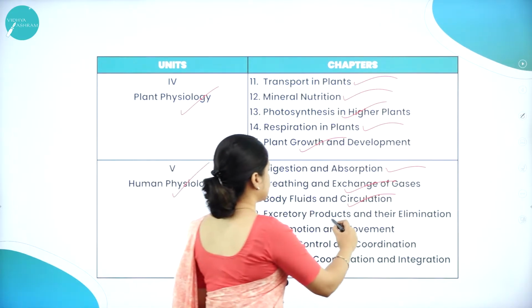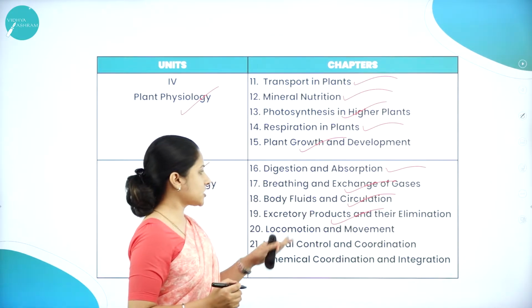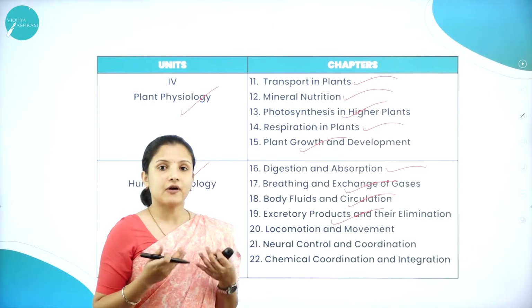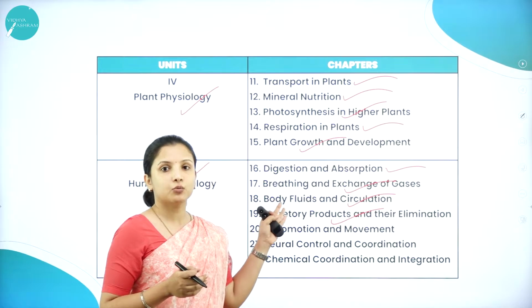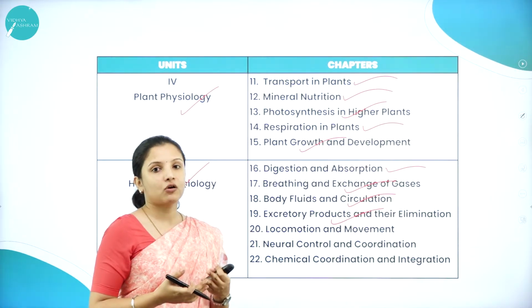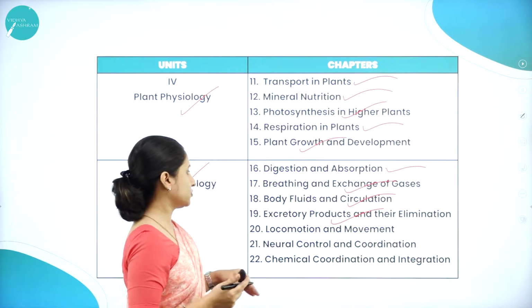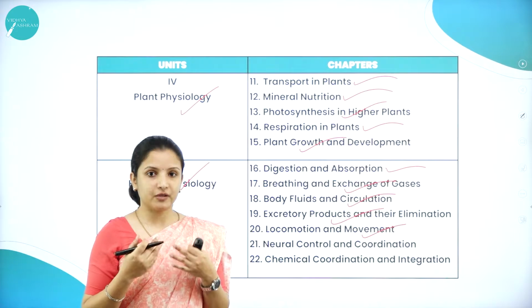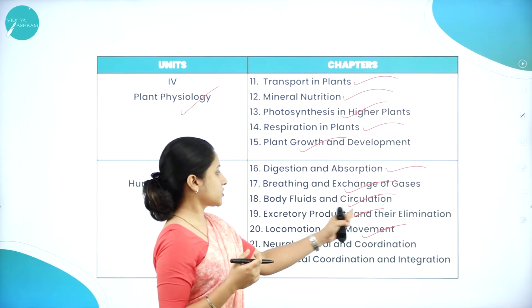And next you have the excretory products and their elimination. That is in chapter 19, wherein you'll study about the kidney and the function of the kidney, because the kidney is the one organ which helps in the elimination of excretory products. So, that you will study. Then you will study how animals or human beings move. So, you'll study about locomotion and movement.